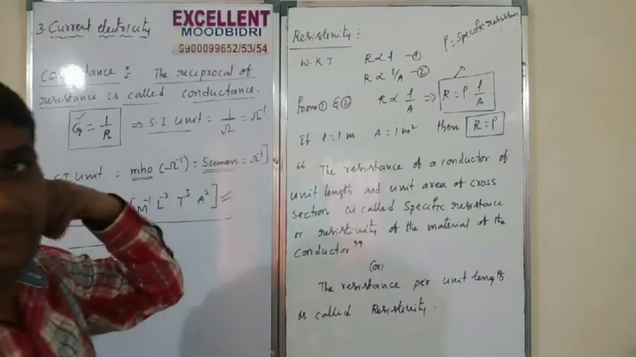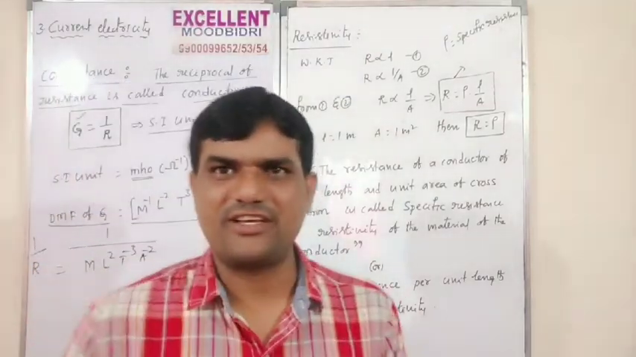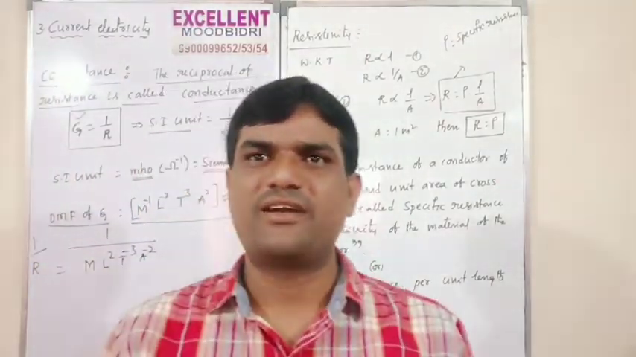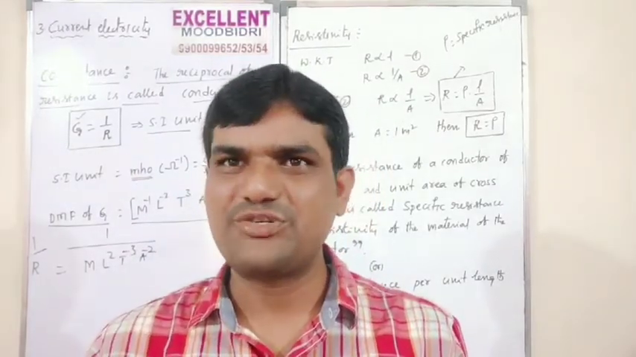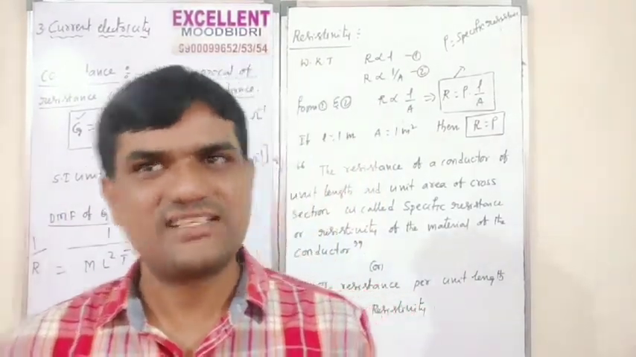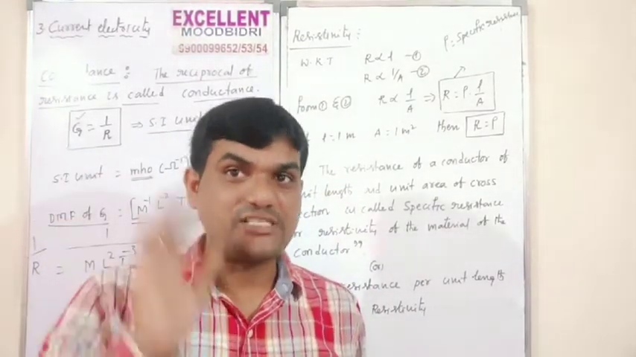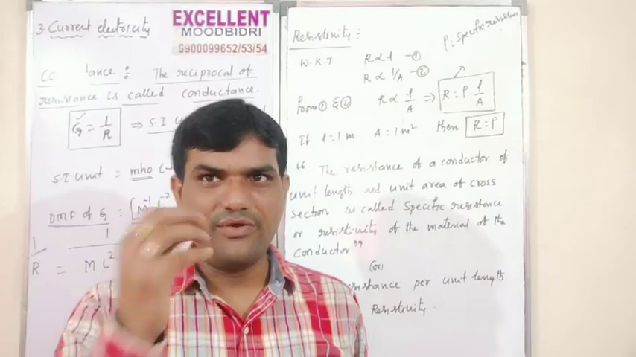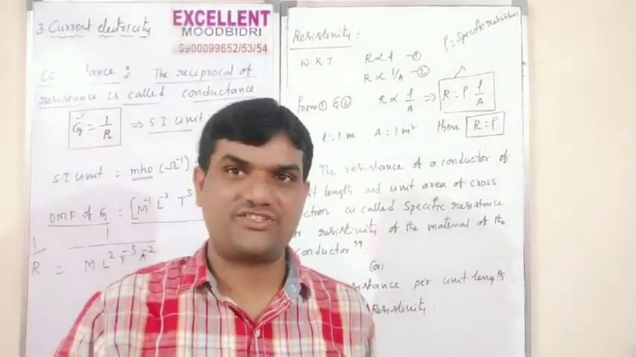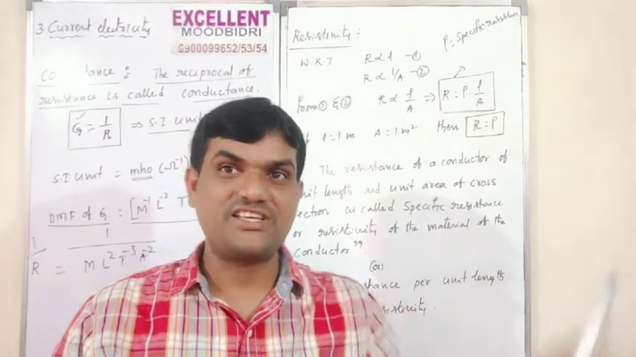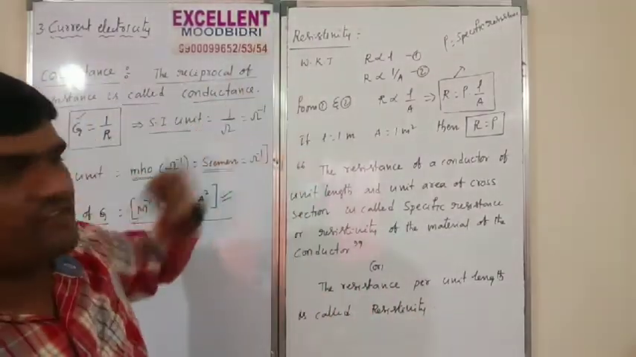So next, a very important definition: resistivity. What is the meaning of resistivity? Resistivity is nothing but the resistance per unit length. The resistance per unit length is known as resistivity or specific resistance. When do we say the resistance is specific resistance? For that, first a small derivation.